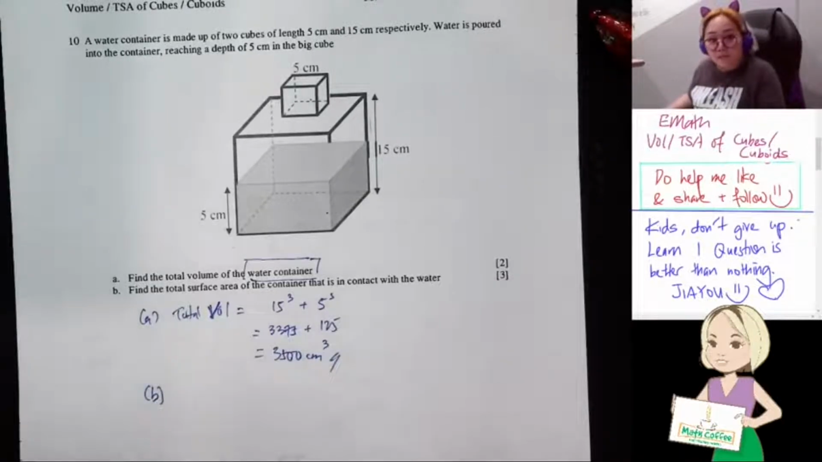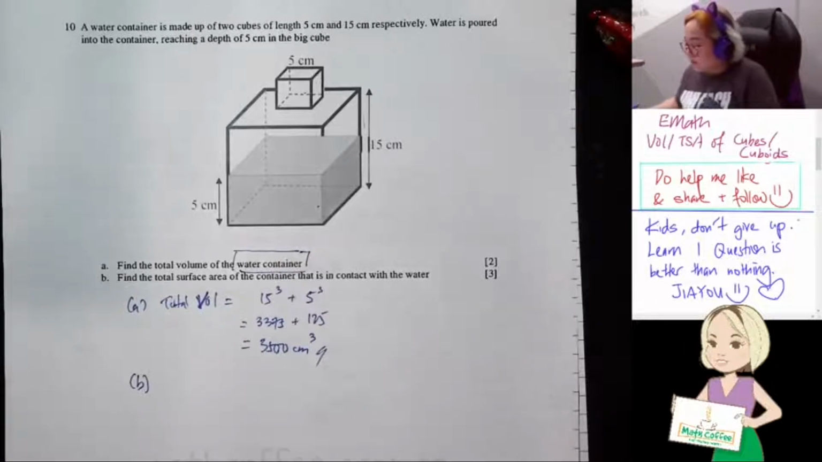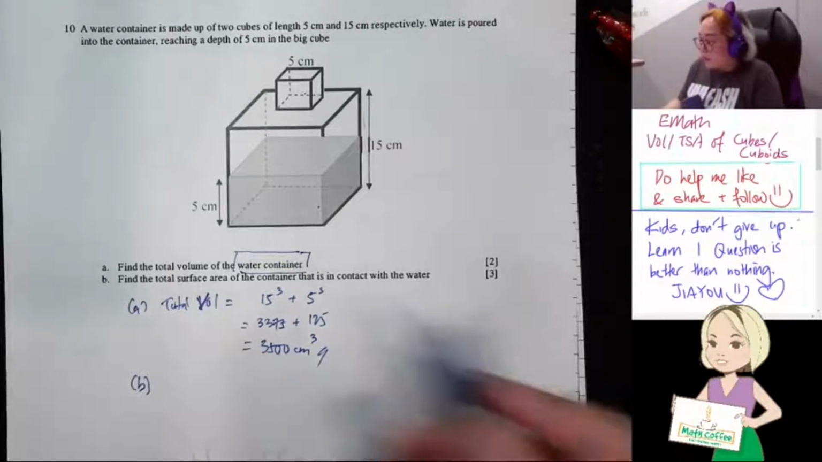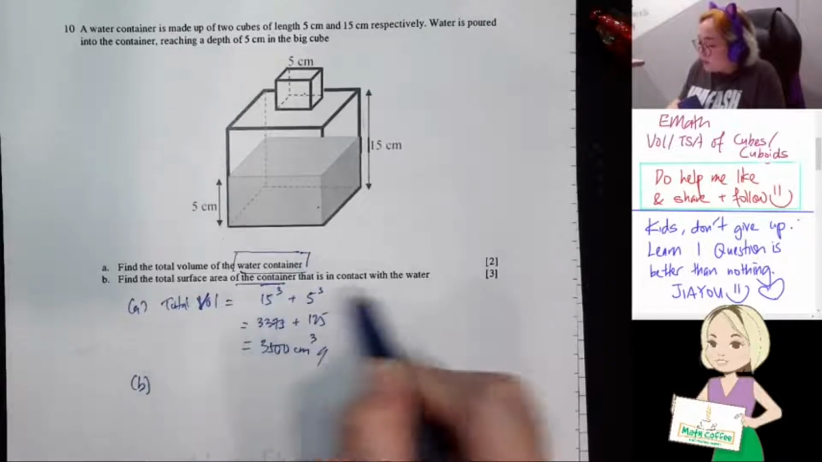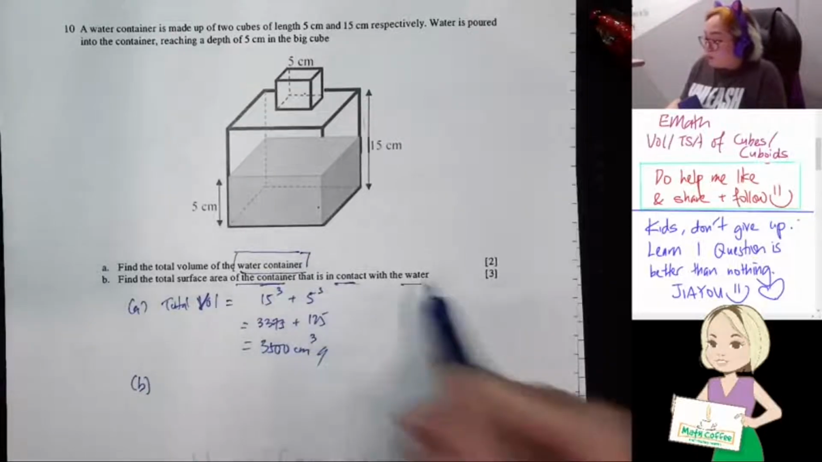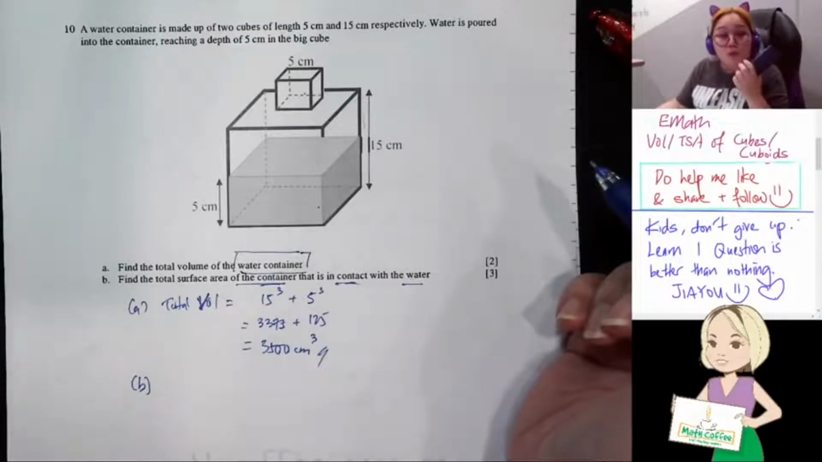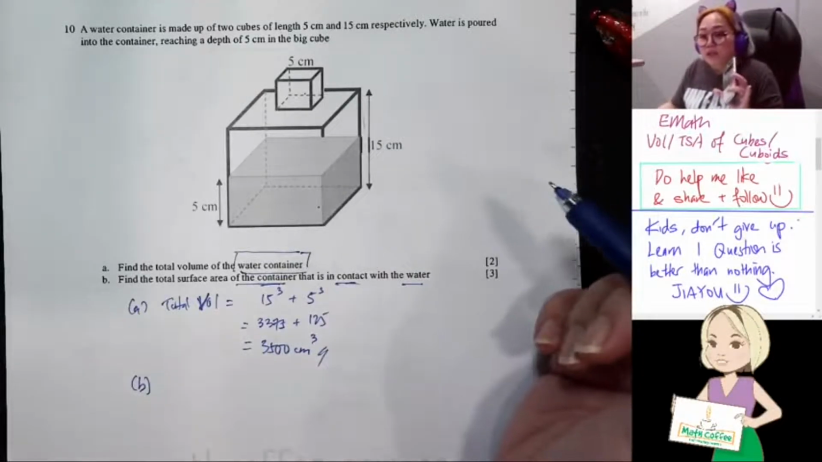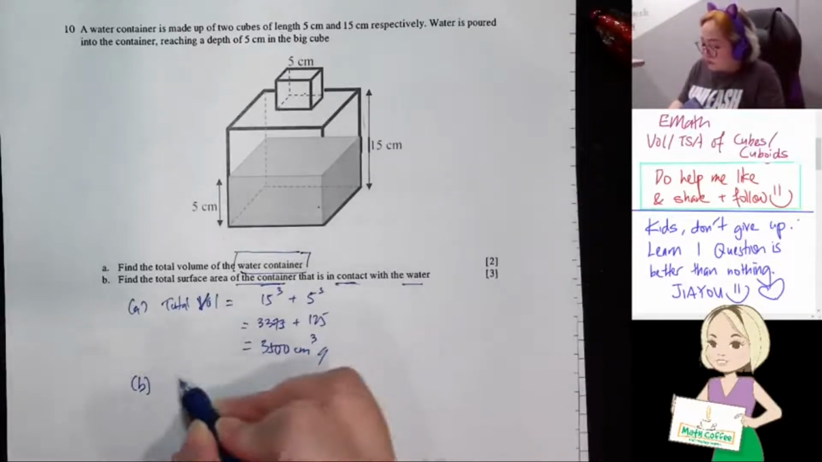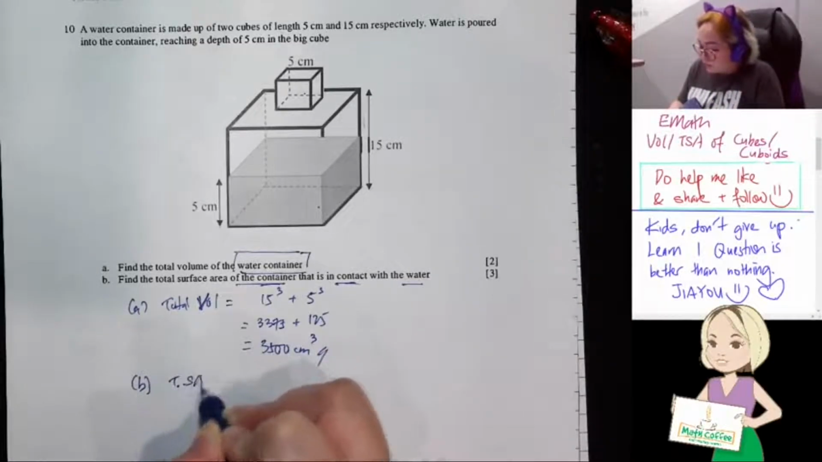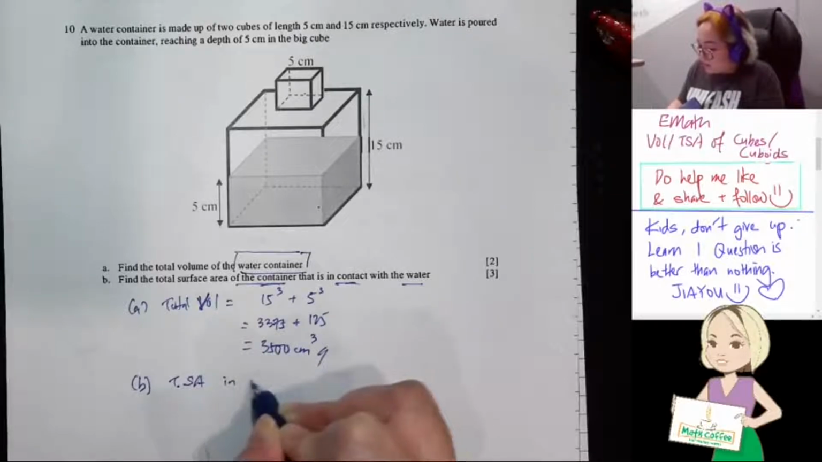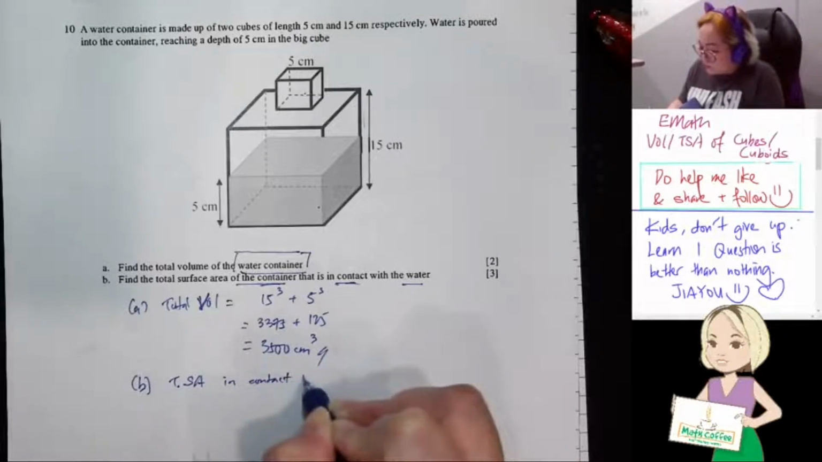Okay, so let's take a look at part B. Find the total surface area of the container that is in contact with the water. They are saying the container in contact with the water. So now let's take a look at the faces. Again, we analyze slowly, in contact with water.